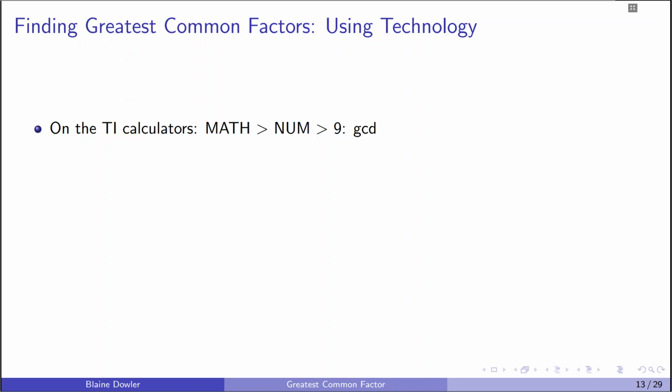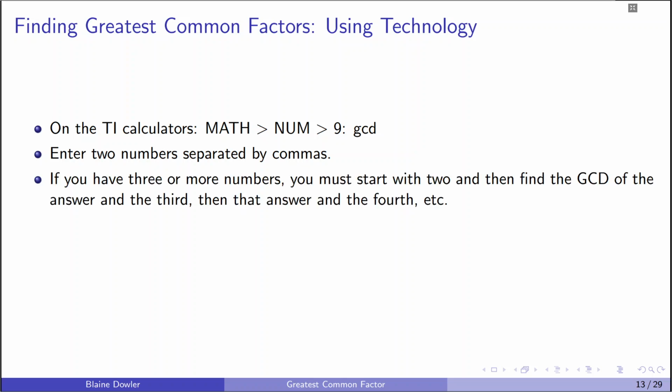You can use technology in Math 10C. So if you have a Texas Instruments calculator, you hit your math button, you go to the number submenu, pick option 9 for the greatest common divisor. You enter two numbers separated by commas. Yes, there is a comma button there. If you have 3 or more numbers, you got to start with 2 of them, find the greatest common divisor, and then take that answer, combine it with the third, and then that answer, combine it with the fourth, and so on.